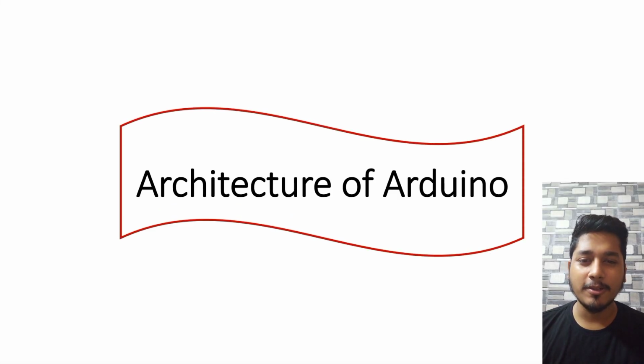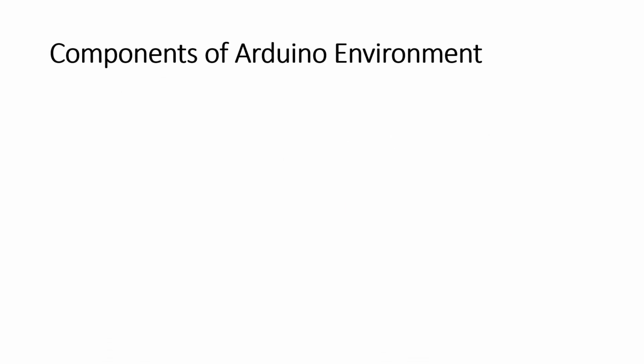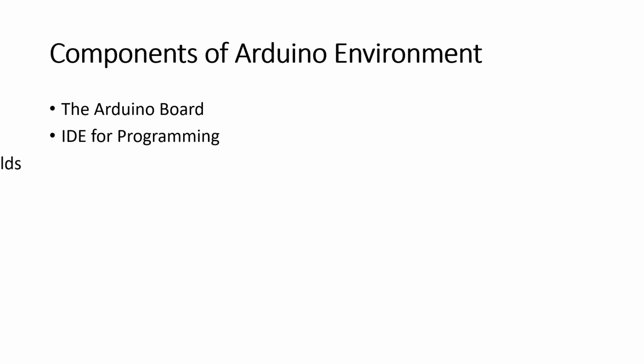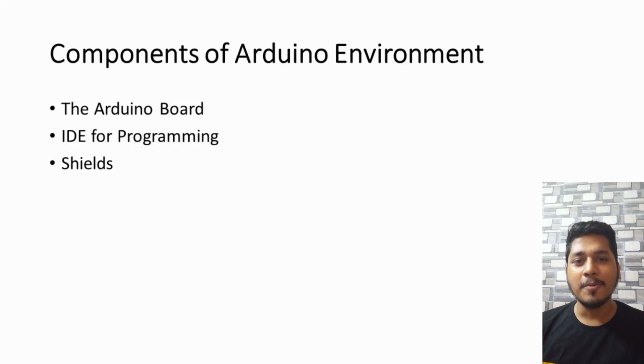In this video, we will be discussing the architecture of an Arduino board. So let's get started. There are mainly three things in the Arduino environment: the Arduino board, the IDE that is used for programming, and the shields. The Arduino board is the one that we're going to discuss in this video.